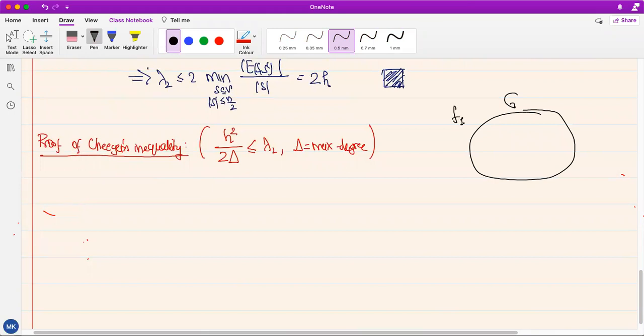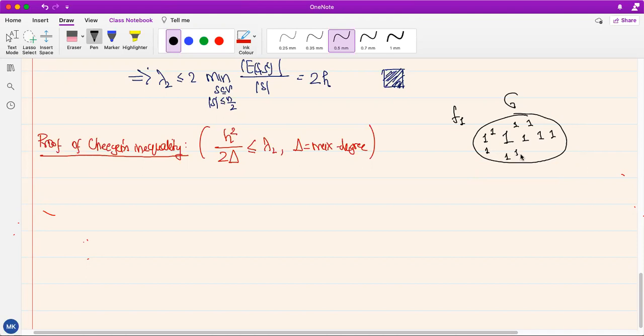Now, what about F1? What kind of vector is it? To motivate the proof, let's ask this way. F1 is the constant vector, right? One everywhere, at all the vertices. You may want to normalize or not; if I don't normalize, it's one, otherwise one by root n. Now, what do you know about F2? F2 is orthogonal to F1, so it can't be positive everywhere. It should be positive in some parts and negative in some parts, otherwise it cannot be orthogonal to this.